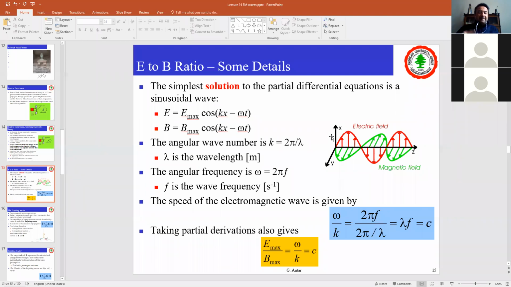Consequently, the electric field, the magnetic field, and the axis of propagation are perpendicular to each other. So if E is in this direction and the propagation is in that direction, B will be in that direction. As shown in this curve here, the magnetic field is the green oscillation and occurs in the YZ plane. The electric field is the red curve, and it oscillates in the XZ plane, okay? And then you have the propagation in the Z direction.